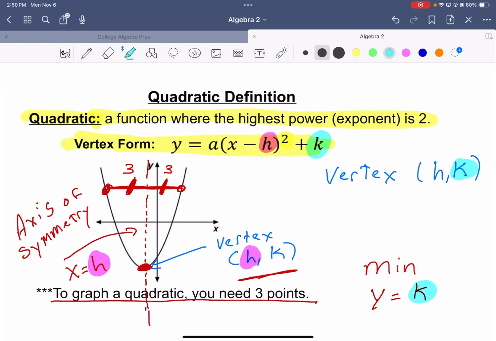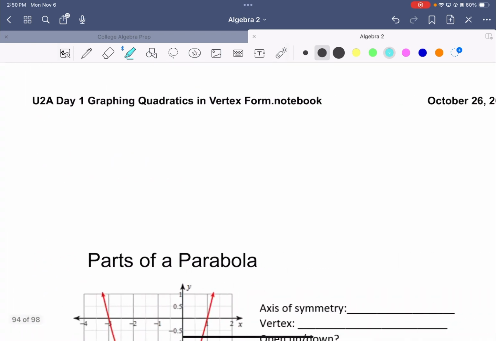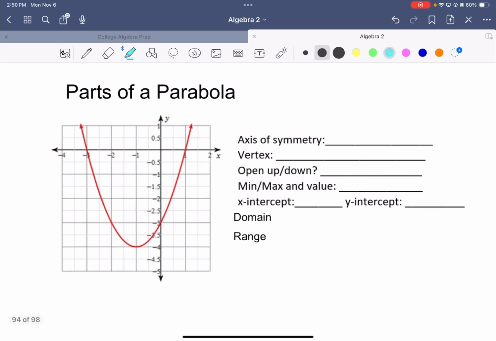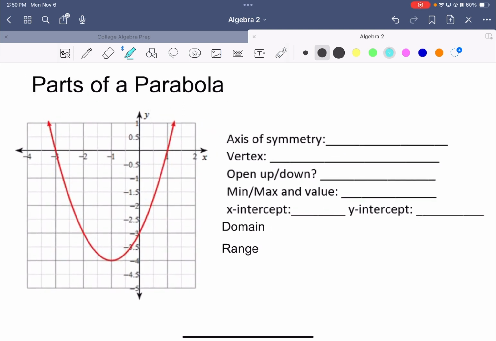So what we want to be able to do is be given something in vertex form, and be able to graph it. Before we do that, however, I want to look at a couple other things and walk you through a problem if we can see it. Now, don't even try to write this down. Just watch, because this is way too much. You'd never be able to get this into your notes. But here are the different parts of a parabola, and this will be in the notes.